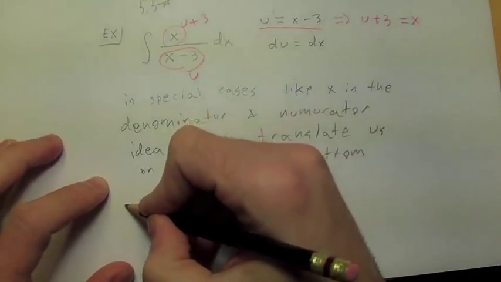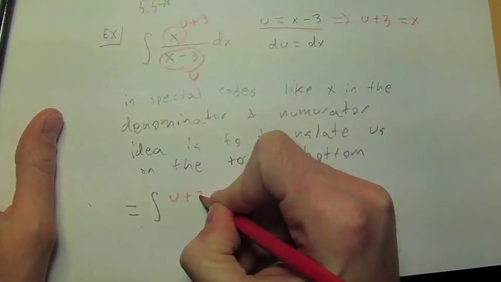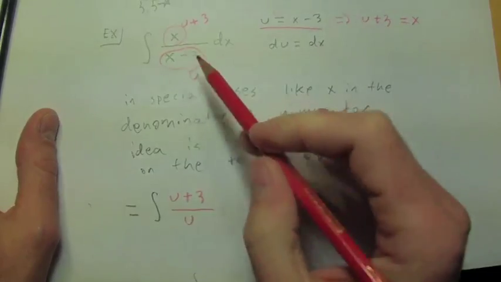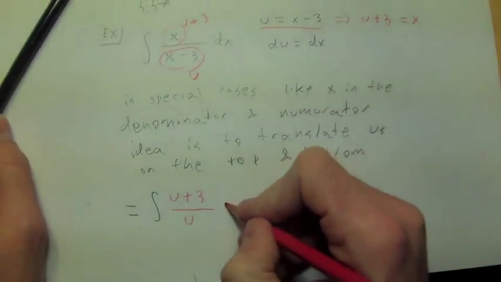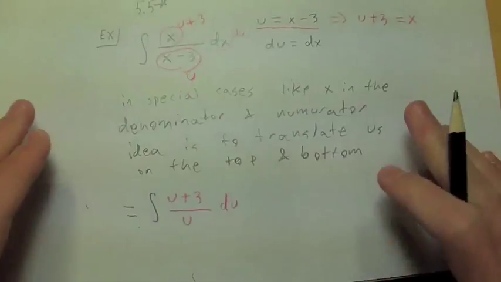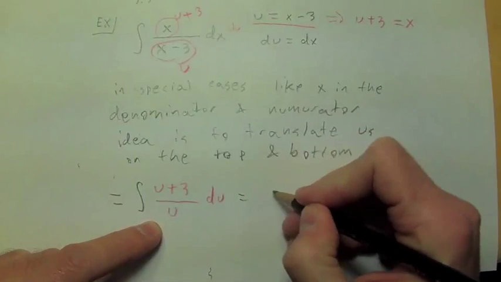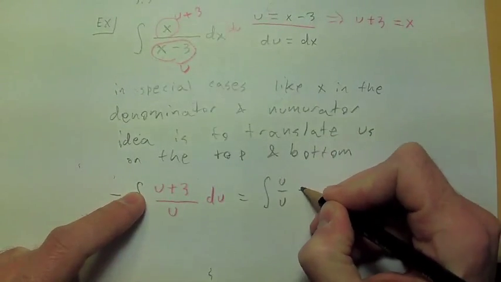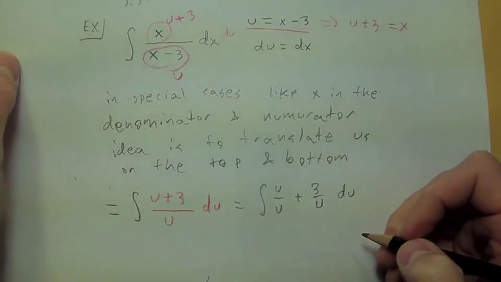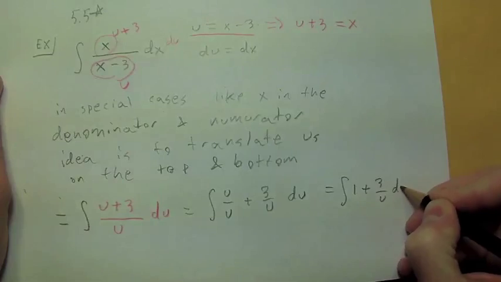So what I end up with is the integral of u plus 3, because that's what x is, over u, because that's what x minus 3 is, du, because dx is simply du. Now I've rewritten it so this can actually be split up as u over u plus 3 over u du, which is, of course, 1 plus 3 over u du.